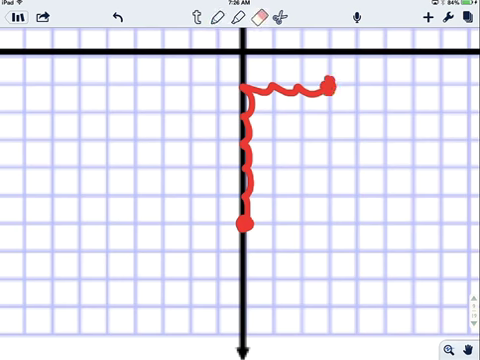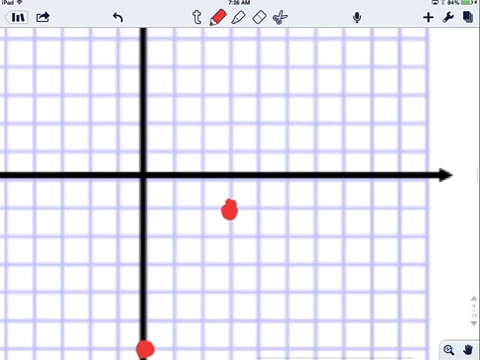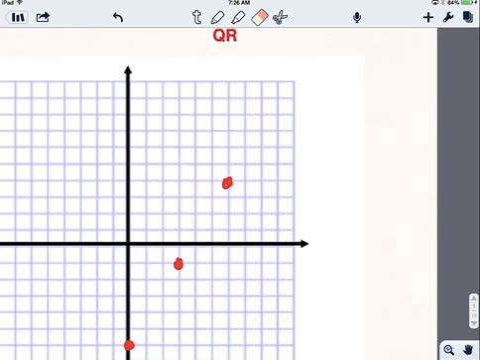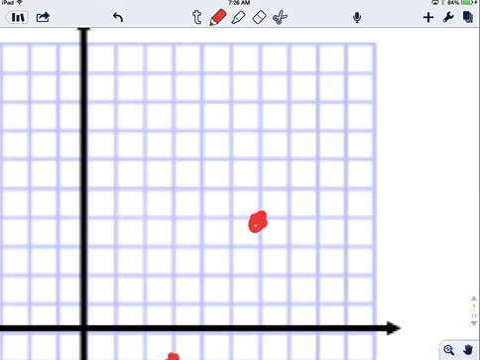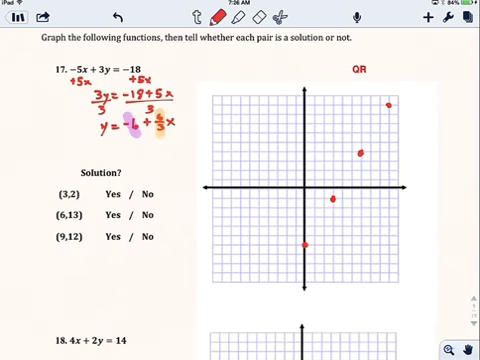I'll make my point and get rid of my work there, and then I'll repeat. Up 1, 2, 3, 4, 5, over 1, 2, 3 to the right. Whoops, there we go. And do it one more time: up 1, 2, 3, 4, 5, over 1, 2, 3, and there's my point. And so I've got my graphing done.